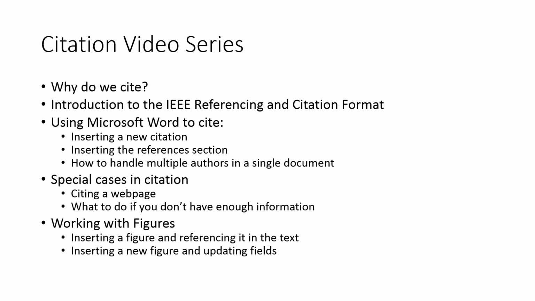We'll talk about two important special cases. The first is citing a web page, which you'll be doing very frequently. The second is what to do when the source doesn't give you enough information. For example, the IEEE format often requires you to cite the city in which a book was published. But what happens if you don't find that information?